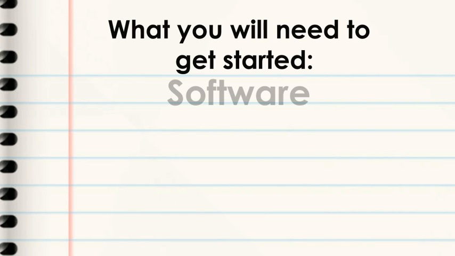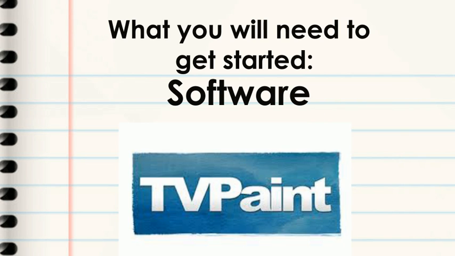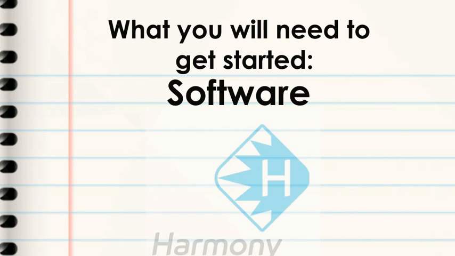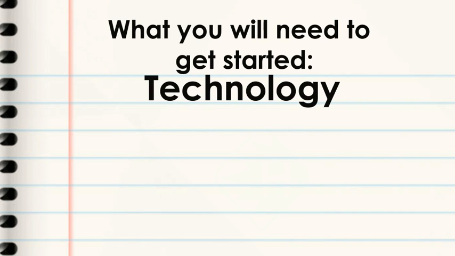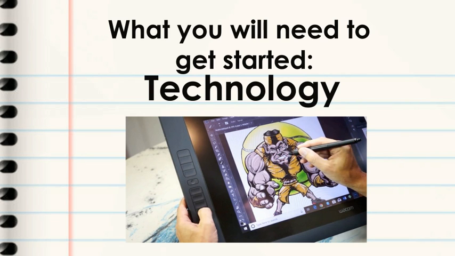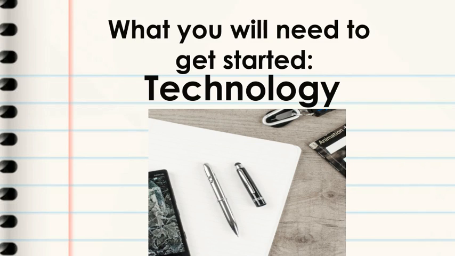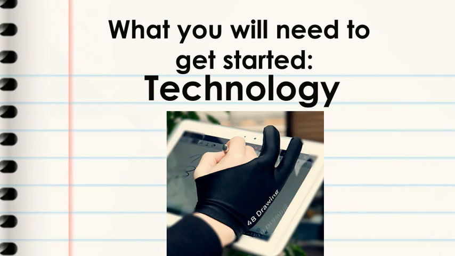Some top software that you can use to begin animating are Blender, TV Paint, Harmony, or the most popular, Adobe Animation. Technology that makes it easier to animate are animation tablets, a stylus, and drawing gloves.